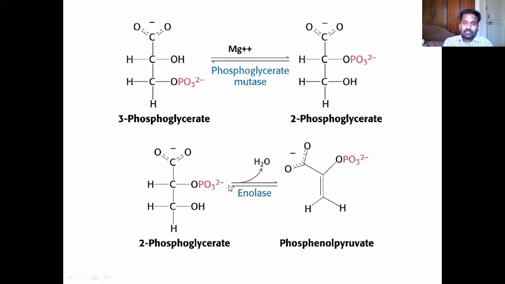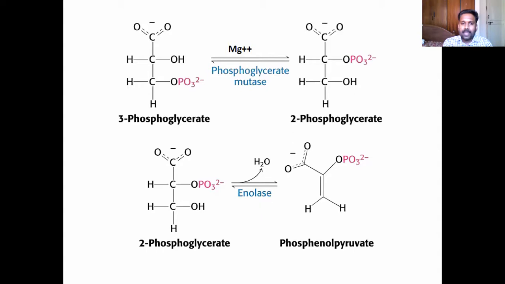Now, one more rearrangement happens. 2-phosphoglycerate is isomerized to phosphoenol pyruvate. What do you mean by this isomerization? It's simply the enol forms and keto forms. Basically, it is tautomerization. So 2-phosphoglycerate is isomerized to phosphoenol pyruvate. Now, what's the enzyme involved in this? Enolase.